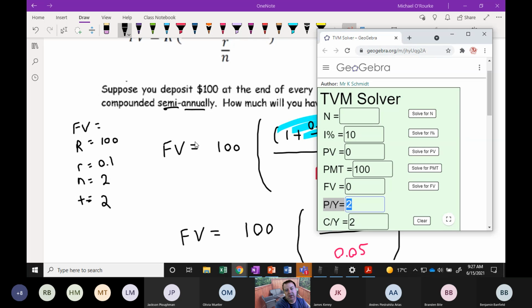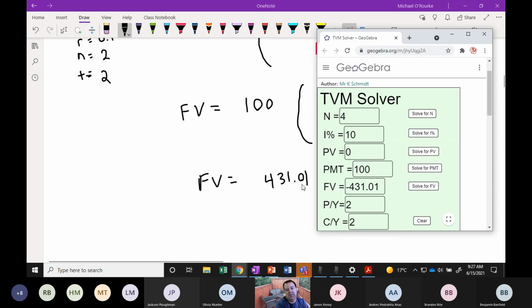My payments per year is 2. My compounding periods per year is 2. Now, my end value is my time, my n times my t button. So it's 4. So I fill in that info, and all I do is press solve for future value, and I get the exact same answer.